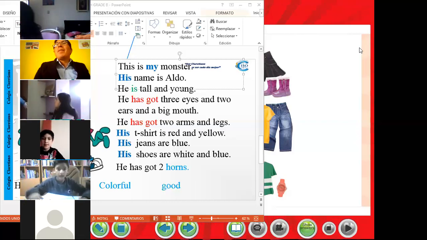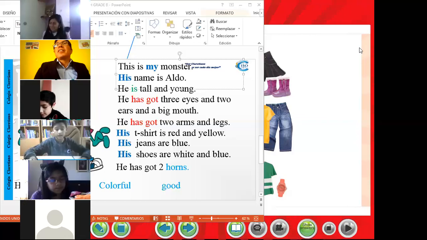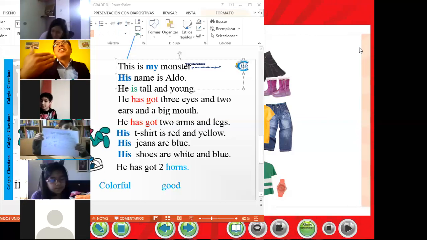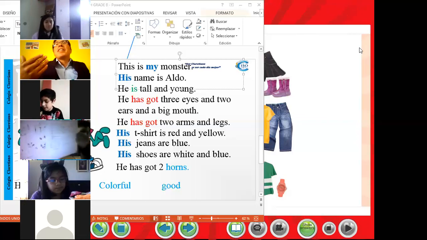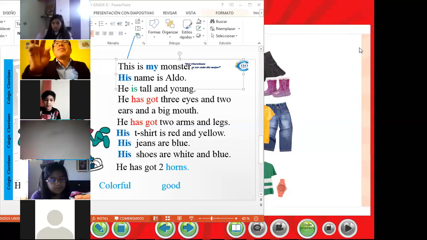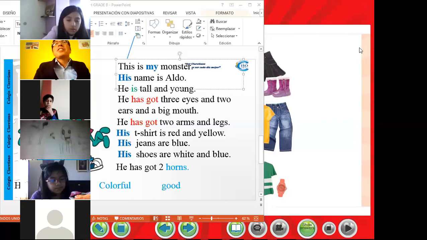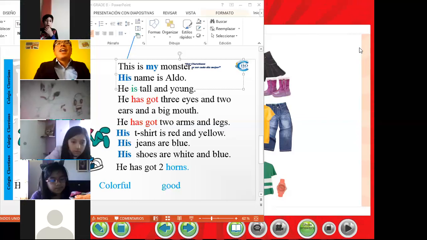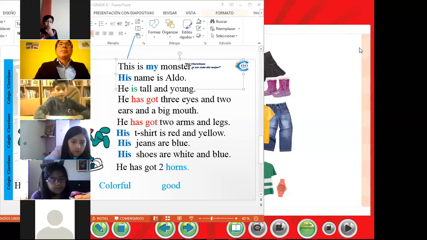Fabricio, show me in the camera the picture of the monster. Only the picture. More, nearer, more. Closer, so that everyone can see, okay? Far, not too much. Okay, Fabricio, good. Now, please, can you read the description?